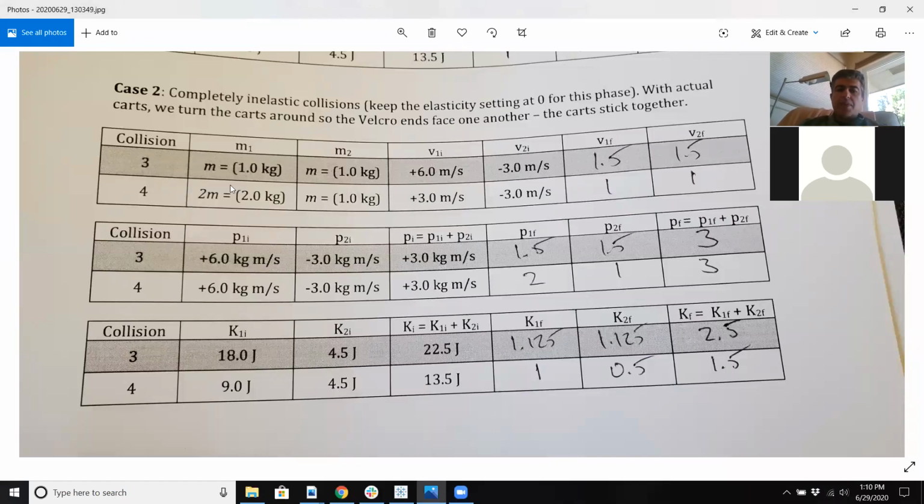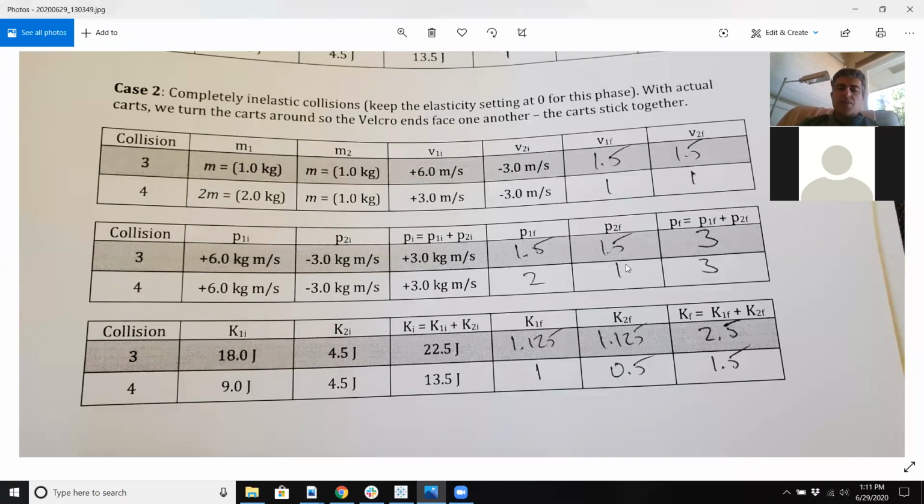Likewise, if you doubled the mass of the first cart, but took half of the original velocity of the first cart, the initial velocity, final velocity are 1 and 1, but the momentums are 2 and 1, you still get 3, so it still stays the same.